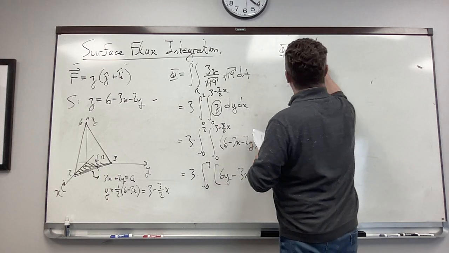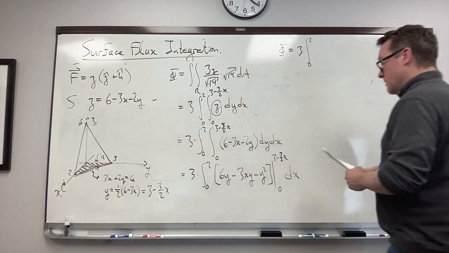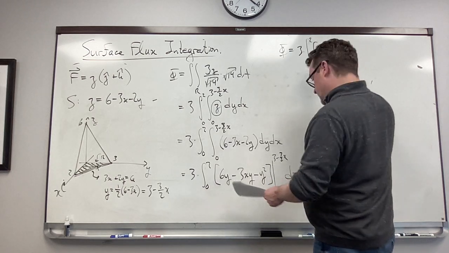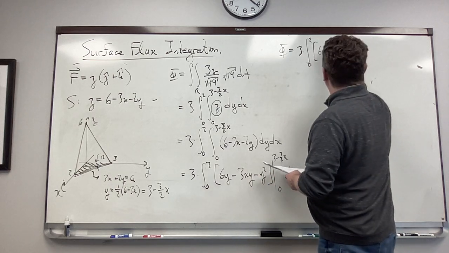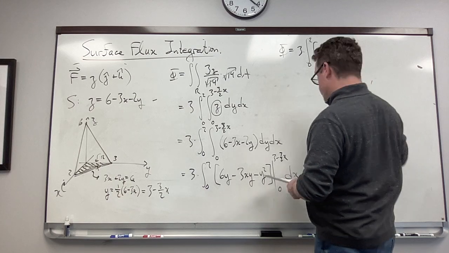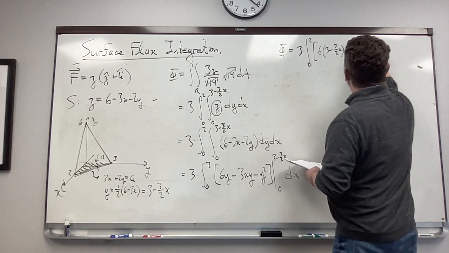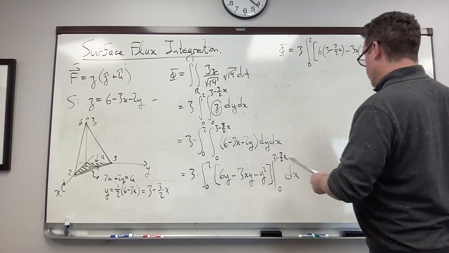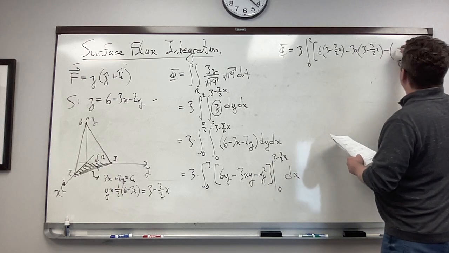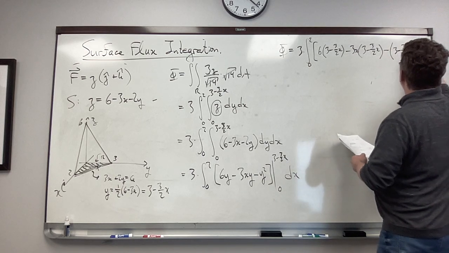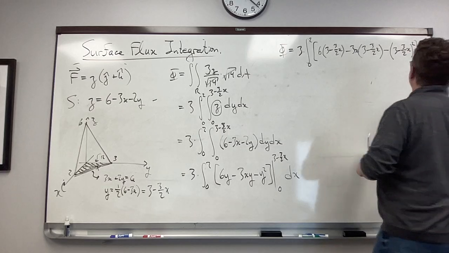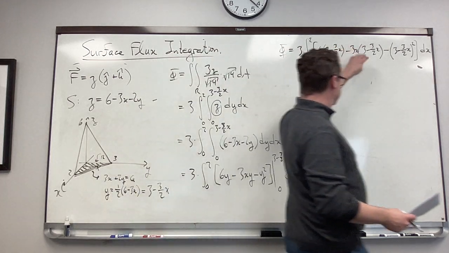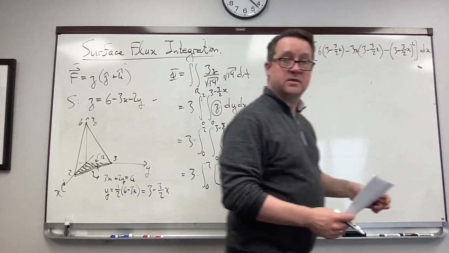So our flux becomes 3 times the integral from 0 to 2. Now the second term will all be 0, so we'll just have 6 times (3 minus 3 over 2 x), minus 3x times (3 minus 3 over 2 x), minus y squared, which is (3 minus 3 over 2 x) squared, and this whole thing is with respect to x. When we evaluate at 0, every term turns out to be 0. So this is this minus this minus this minus 0. But that's easy.